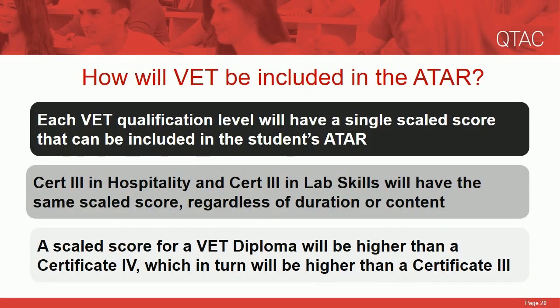So, how will a VET qualification be included in an ATAR? Each qualification level will have a single scaled score that will then be included with the other subjects in calculating a student's ATAR. All Certificate 3 qualifications will scale the same, regardless of their duration, area of study, provider, or volume of learning. The same will apply for Certificate 4 qualifications, diplomas and advanced diplomas. We anticipate that a scaled score for an advanced diploma will be higher than a diploma, and so on. We will not know how the VET qualifications will scale until December 2020.